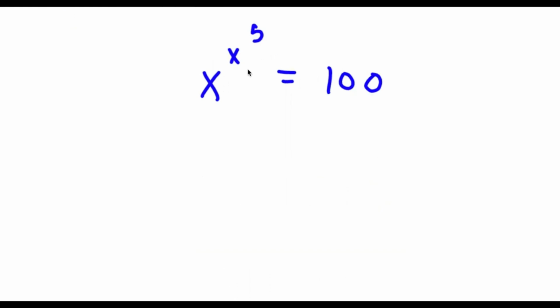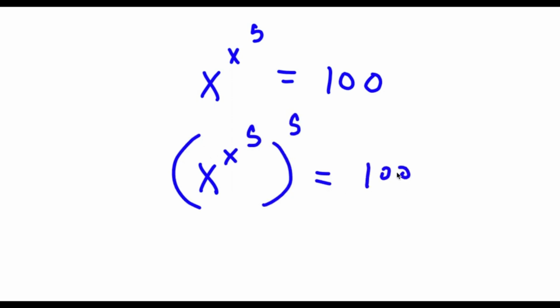Alright, so I have x to the power of x to the power of 5 is equal to 100. Now the first thing I'm going to do is I'm going to take the power of 5 on both sides. So now I have x to the power of x to the power of 5 to the power of 5 is equal to 100 to the power of 5.